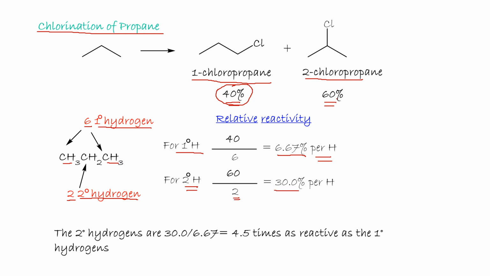It's 30.0% per hydrogen, which means that the secondary hydrogen is much faster than the primary hydrogens. We divide 30 by 6.67, which gives 4.5 times as reactive as the primary hydrogens. The secondary hydrogen is 4.5 times as reactive as the primary hydrogens.